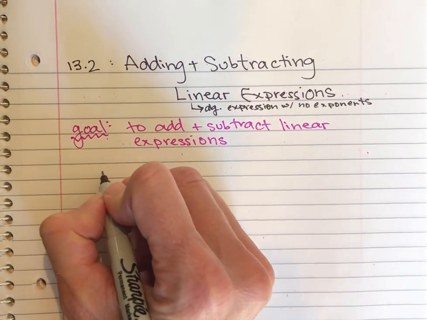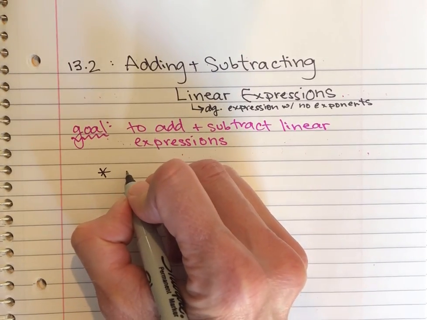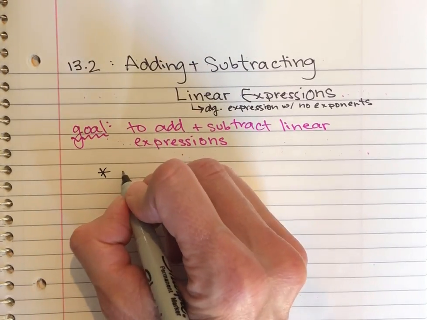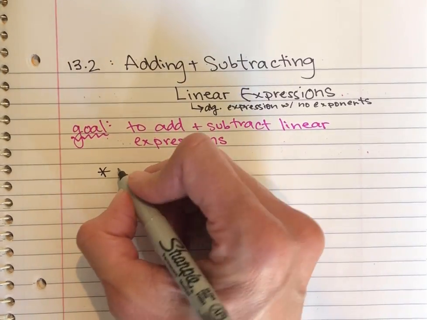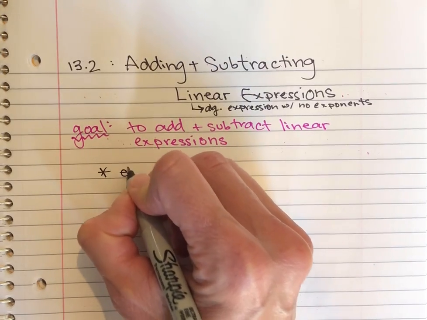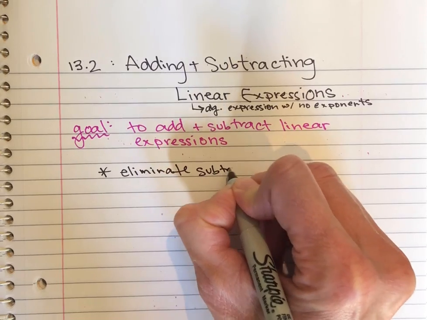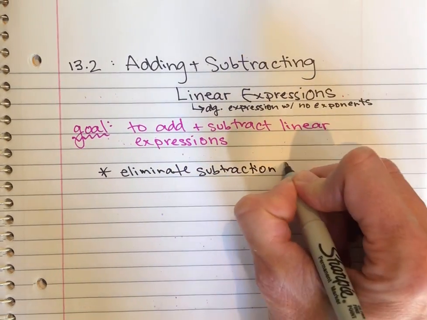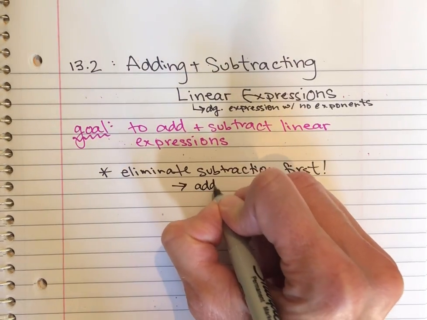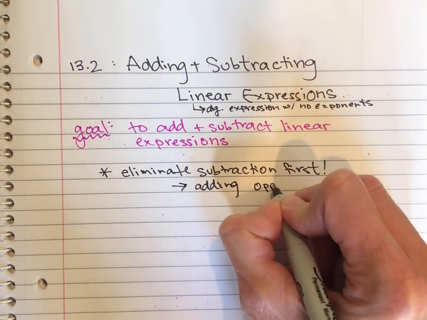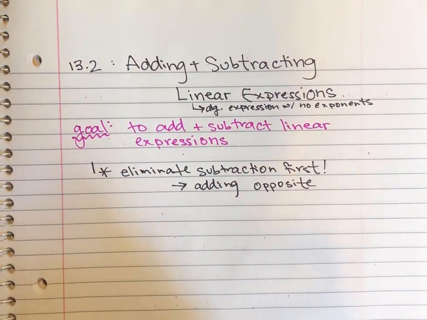Okay, so before we start tackling them, we want to do what we did in 13.1 and what we did when we subtracted integers. So we're not going to subtract. Anytime we see subtraction, we are going to eliminate it first. Okay, so remember we do that by adding the opposite. So that's the first thing you want to do. We can even call that number 1.